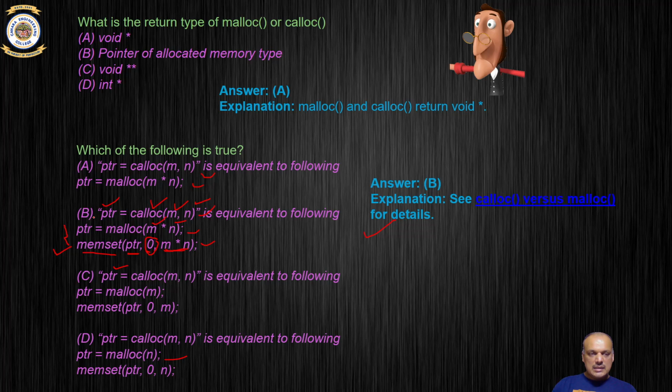Okay, so this is equivalent to allocating the memory using malloc and setting them to 0. So the right answer is B. This is perfectly okay, but the memory space allocated will have garbage values instead of zeros, whereas this will give you memory spaces initialized to 0. But it is a valid code.